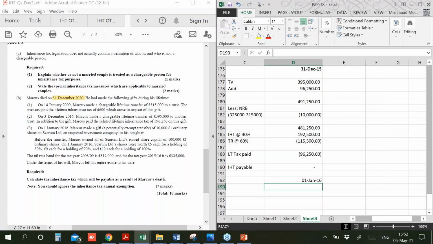Now, on 1 Jan, the gift of 30,000 shares has been made, and I have not been given the chargeable amount. So I have to calculate the chargeable amount myself as well. Now let's calculate what is the transfer value. Before transfer and after transfer, I will calculate Marcus's wealth. So before transfer, the value that I will use will be the share price for 100% holding, which was 12. He has a complete holding of the company of 100,000 shares.